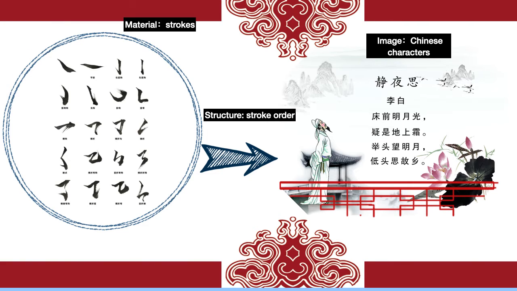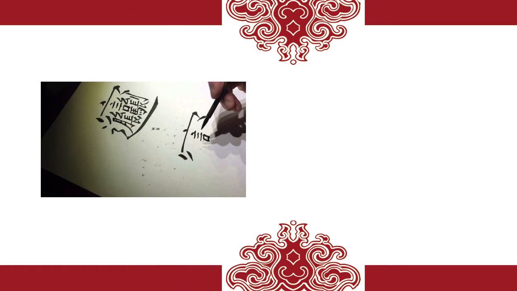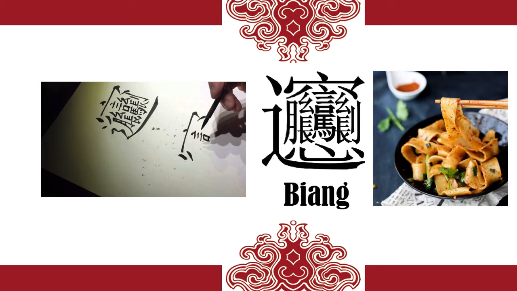No matter how complicated a Chinese character looks, they are all composed of basic strokes. Take this character as an example. It has 54 strokes. 54. That's crazy. And actually, this character didn't exist. It is newly created, which means a type of noodle, and is pronounced as biang.